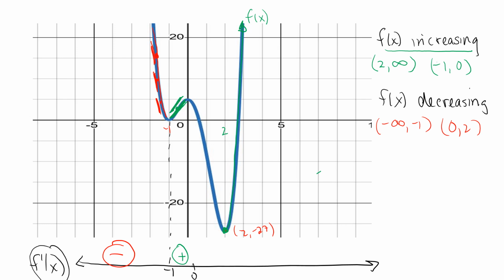And then it makes another change at 2. And between 0 and 2, it's going down, so it's negative. And then the last tail end, it's going back up again. So I'm using a number line here as an introduction because it's a tool we're going to be using later on in the lesson.